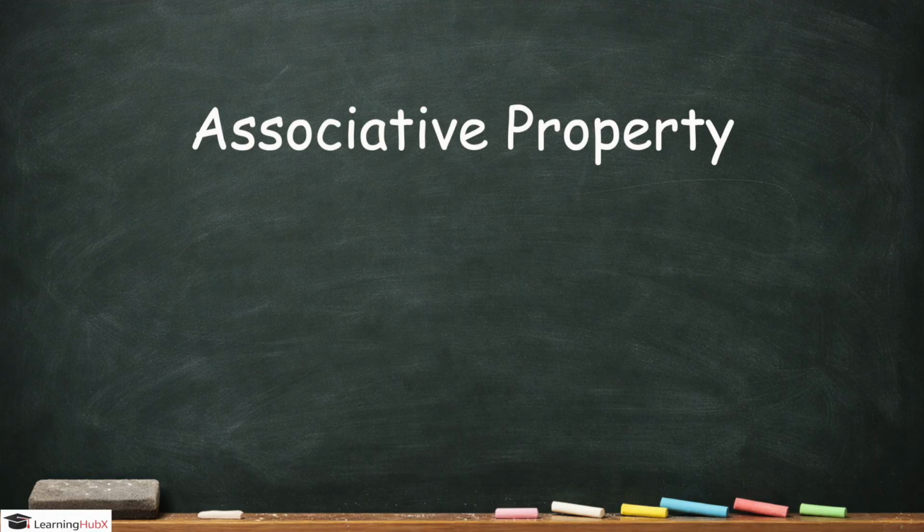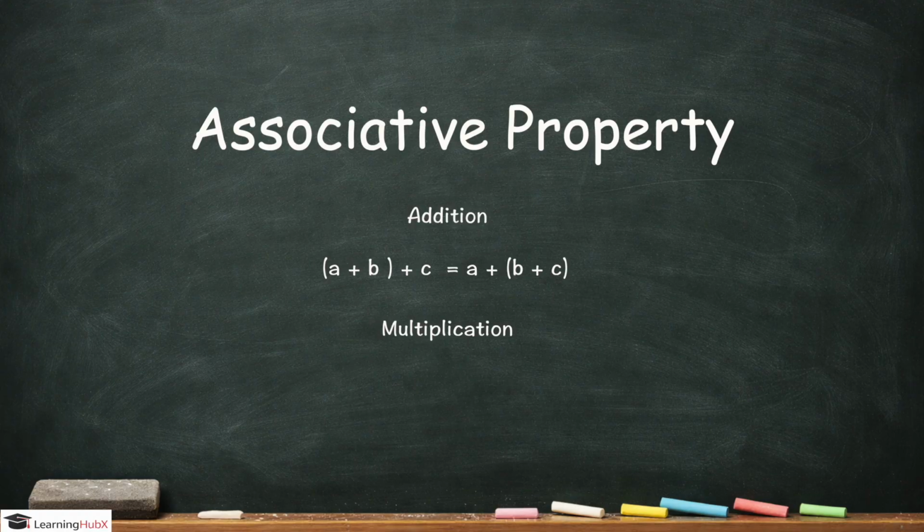Next, let's look at the associative property. This property tells us that changing the grouping does not change the answer. For addition, open bracket, A plus B, close bracket, plus C equals A plus, open bracket, B plus C, close bracket. For multiplication, open bracket, A times B, close bracket, times C equals A times open bracket, B times C, close bracket. Now let's look at an example.